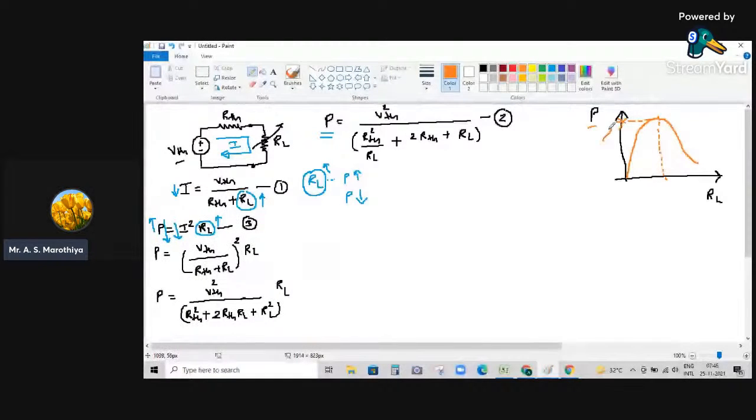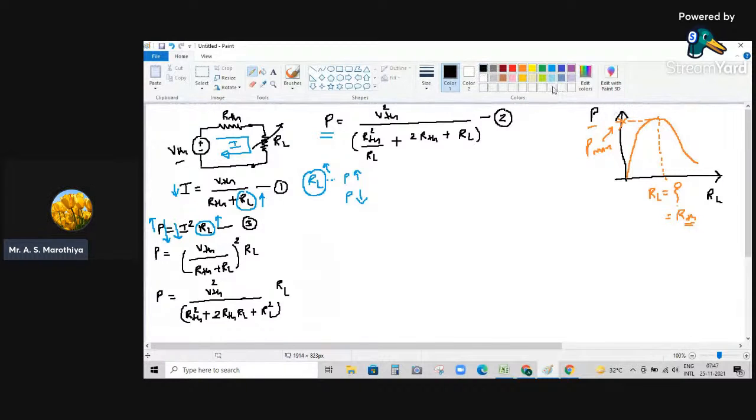This is nothing but your P max, and this happens for a certain value of load resistance. And what is this RL? This we need to find out. I told you that according to the maximum power transfer theorem, this value of RL is going to be equal to RTH. This is the statement of the maximum power transfer theorem. That means a source is going to supply maximum power to a load only when the value of load resistance is equal to its equivalent Thevenin's resistance. So this is the variation of power versus RL. It is something like this.